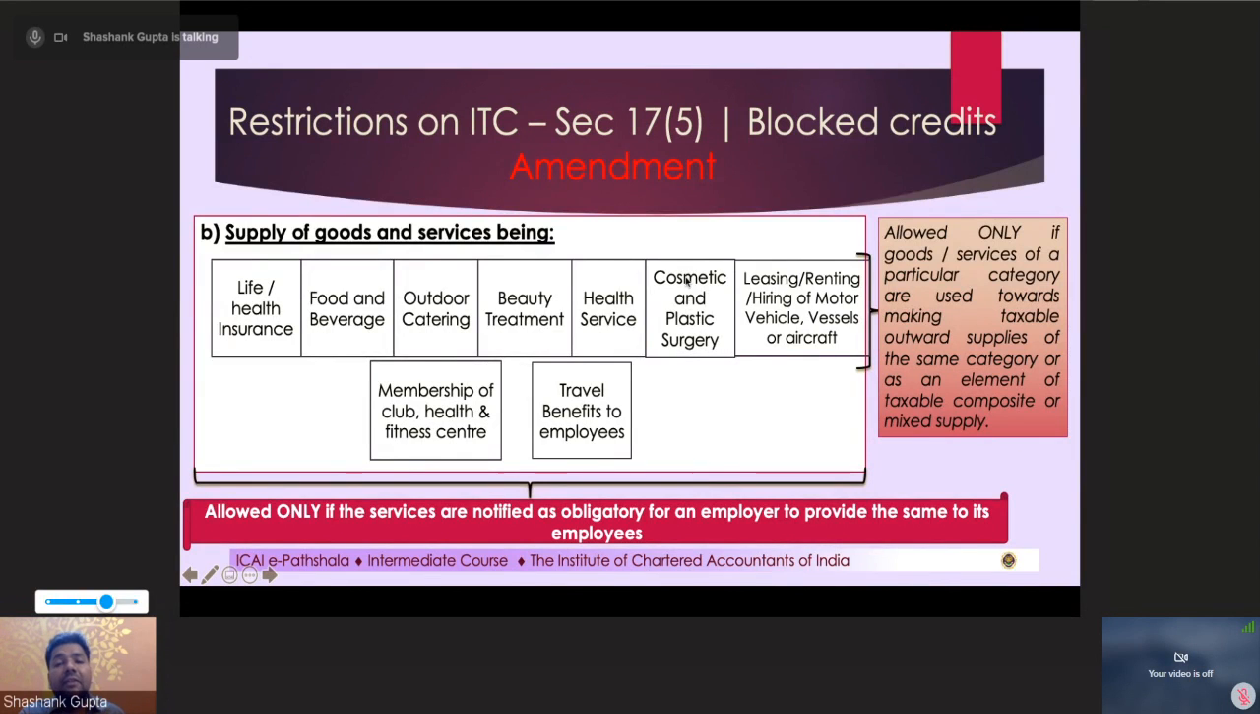Cosmetic and plastic surgery, someone was working in the factory, God forbid there was an injury and there was some burn and that cosmetic plastic surgery was done, it was all rectified. Obligatory on the employer, GST credit available. Membership of club, health and fitness. So wherever it is obligatory, there the credit will be available. Otherwise, it will not be available.